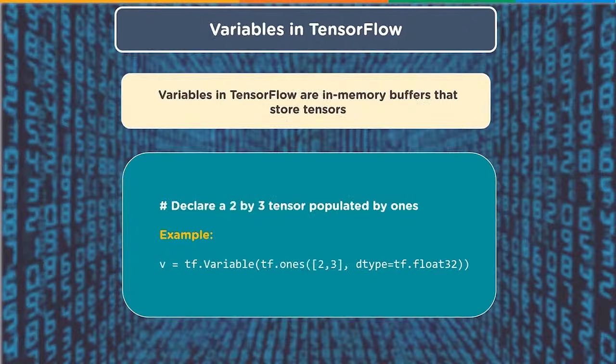And then we have our variables in TensorFlow. Variables in TensorFlow are in-memory buffers that store tensors. And so we can declare a 2x3 tensor populated by ones. You could also do constants this way, by the way, so you can create an array of ones for your constant. In here we have v = tf.Variable, and then in TensorFlow you have tf.ones with the shape (2, 3), which is going to create a nice 2x3 array filled with ones. And then, of course, they're variables, so you can change them. It's a tensor, so you have full control over that.